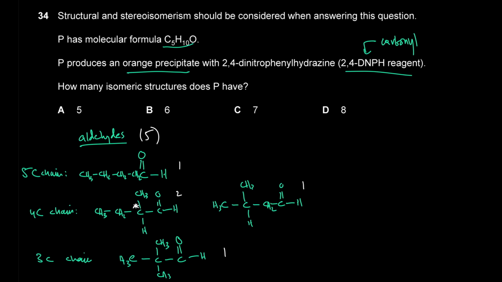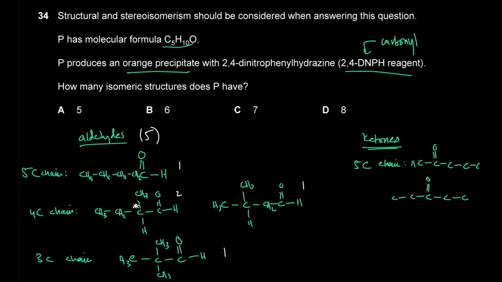Now we're going to look at ketones. Again, for ketones, we can start with a 5 carbon chain. For a 5 carbon chain, we can have pentan-2-one, or we can have pentan-3-one. Remember, the ketone has to be on one of the middle carbons because there has to be carbon atoms on either side of the C double bond O.